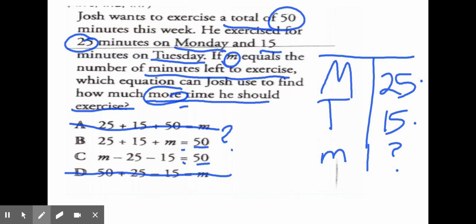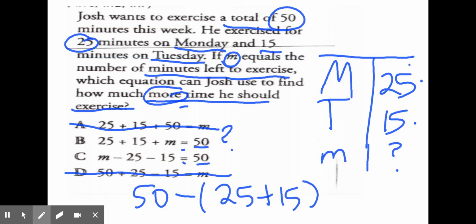Now, if you wanted to do it that way, then you would have had to do a problem such as 50 minus, and I'm going to use these brackets. We're going to add up the 25 and the 15. I could add up what I have, my Monday and Tuesday, and subtract it from the 50, but that wasn't a choice. There wasn't a choice that said take my total and subtract from it Monday and Tuesday. But you can look at it a different way.